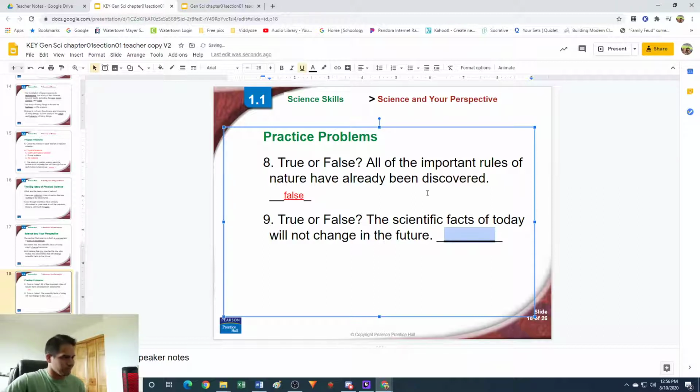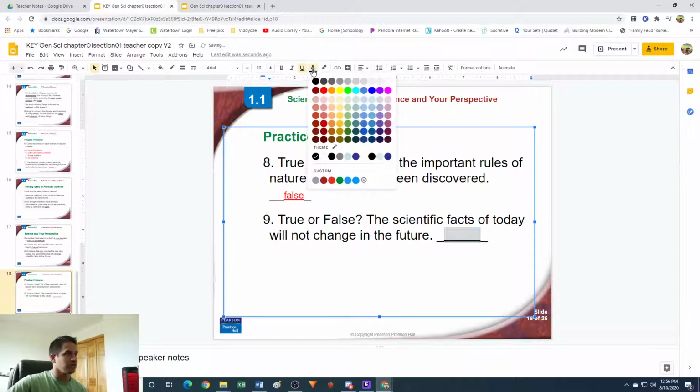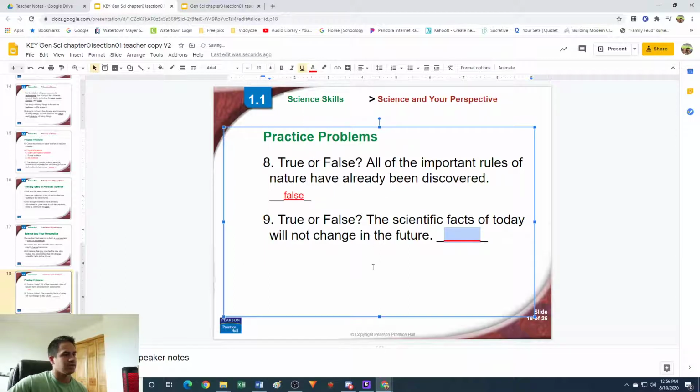But unfortunately, that's not true. Things in science change all the time. Facts that we know today will most certainly change in the future, or very likely. So that is false. All right, so that was it for this section of notes.